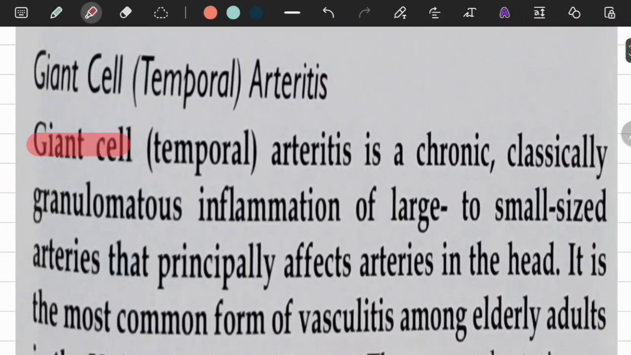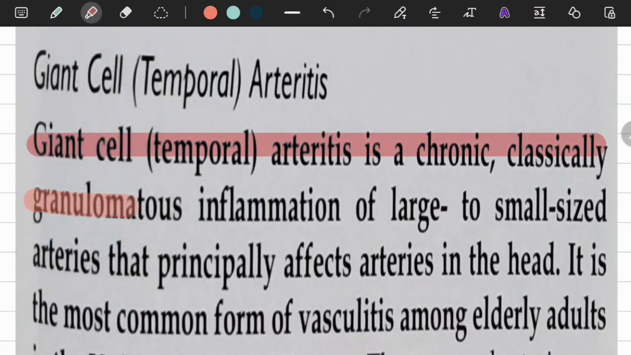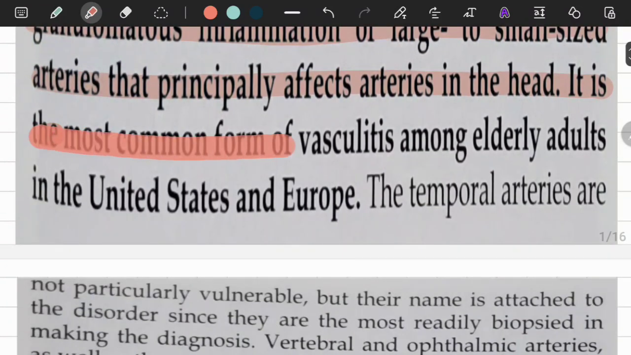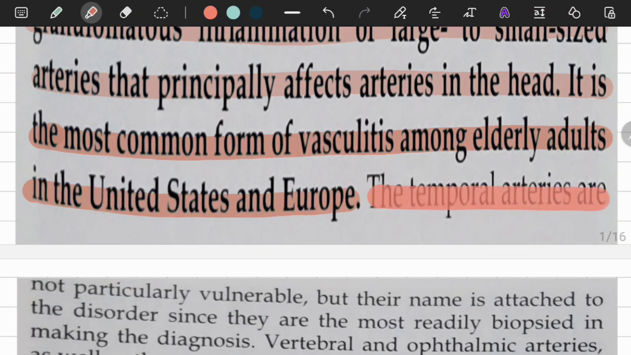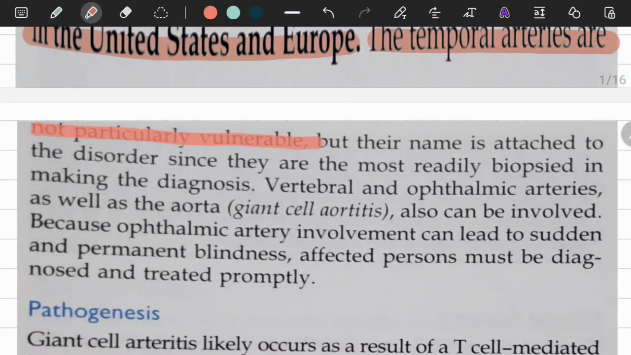Giant cell or temporal arteritis is a chronic, classically granulomatous inflammation of the large to small sized arteries that principally affects the arteries of the head. It is the most common form of vasculitis among elderly adults in the United States and Europe. The temporal arteries are not particularly vulnerable, but their name is attached to the disorder since they are the most readily biopsied in making the diagnosis. So giant cell arteritis is also known as temporal arteritis.